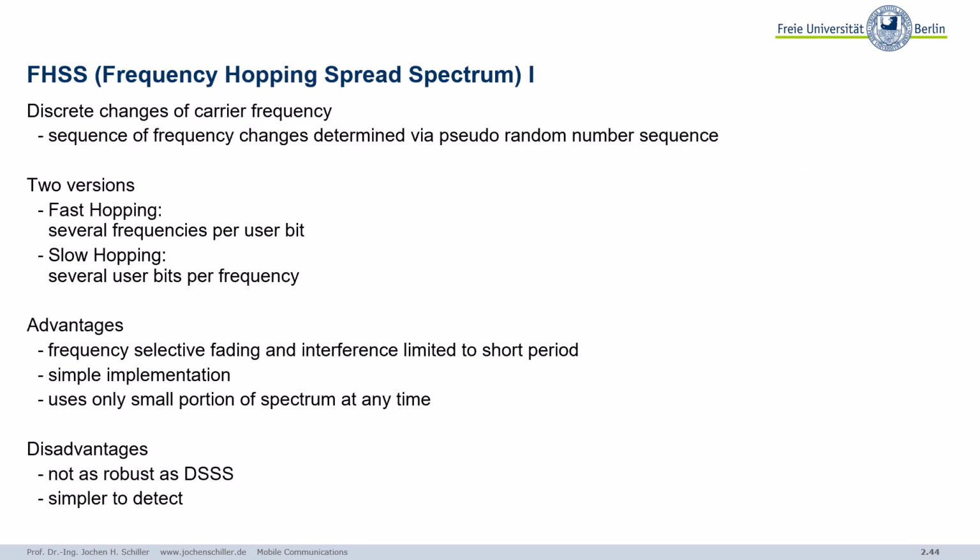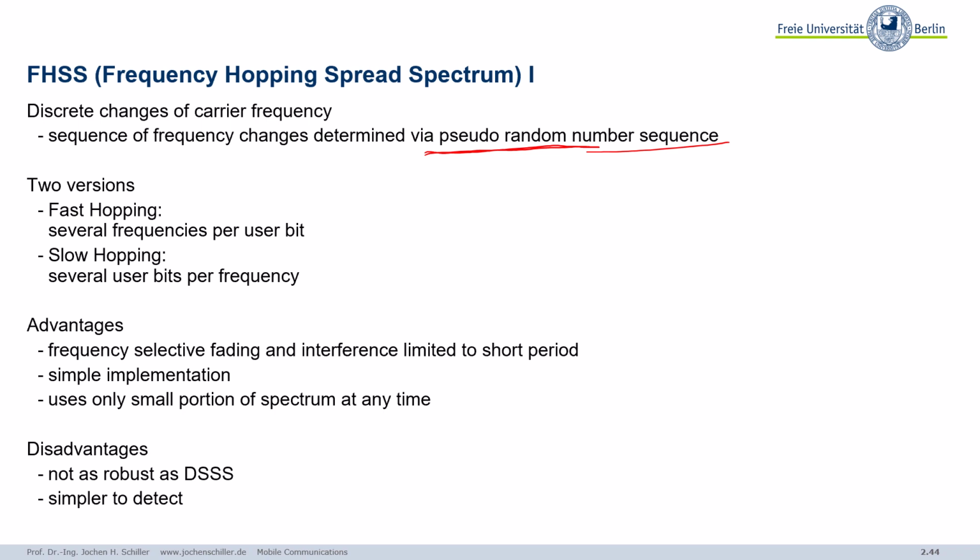Then there's also another way of how you can spread the spectrum. You simply jump around in the spectrum, in a very fast pattern. So you have discrete changes of the carrier frequency, and the sequence of these frequency changes is again determined via, for example, a pseudo-random number sequence. That's one of the ideas. So there are different versions. You can have different frequencies for a symbol, or you can have several symbols per frequency, or here written as per user bits. So fast hopping schemes, slow hopping schemes.